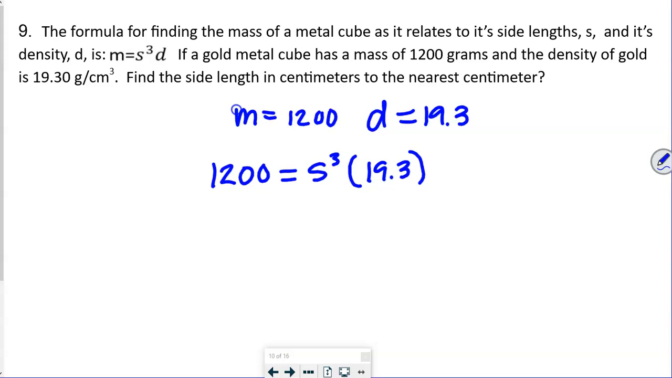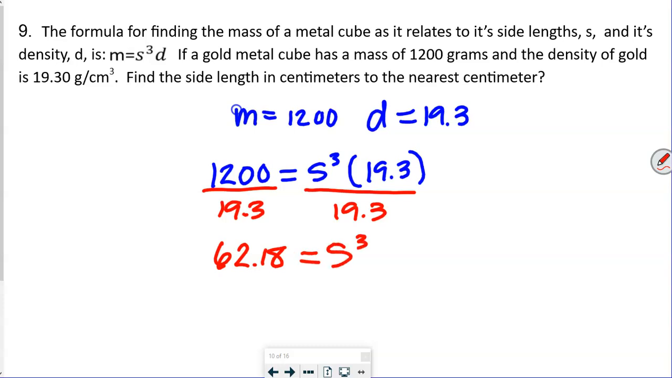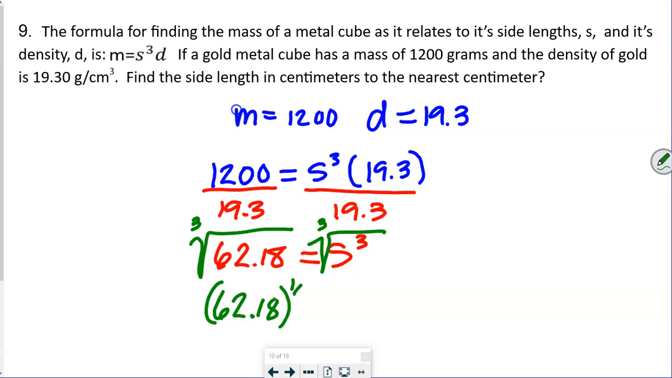So this time, aren't we going to divide both sides by 19.3? We need to get that s by itself. So that's what we're going to do. So when we do that, I got 62.18. And that equals s cubed, right? So how do we get rid of a cube? Don't we take the cube root? And again, remember that when we're doing this in the calculator, we're actually going to do 62.18 to the what? The 1/3 power, okay? So when we do that, it equals 4 centimeters. So we're just going to round it to 4.